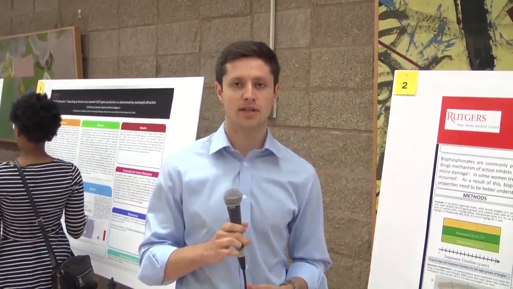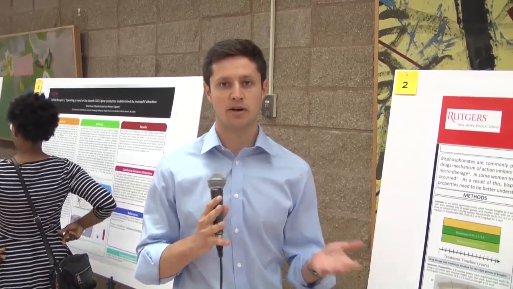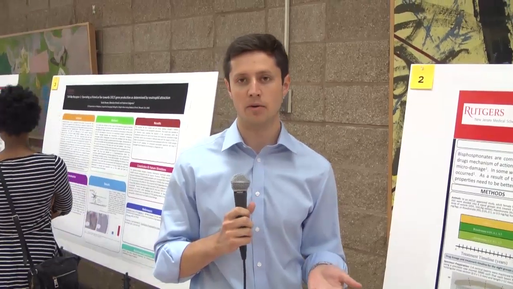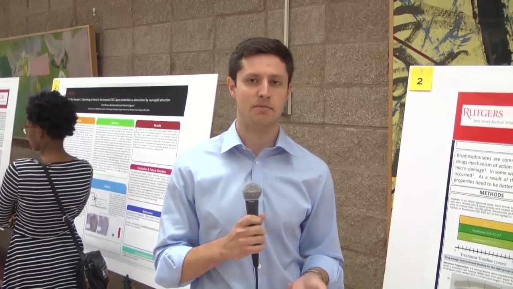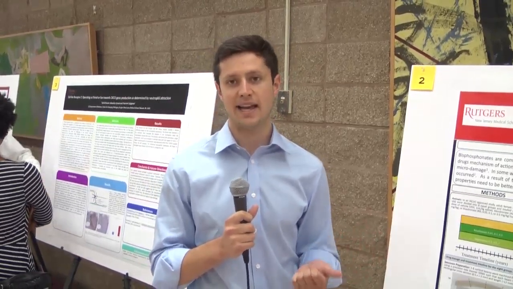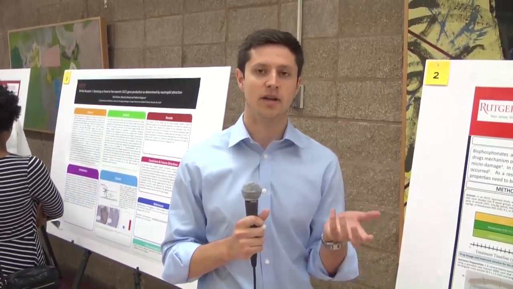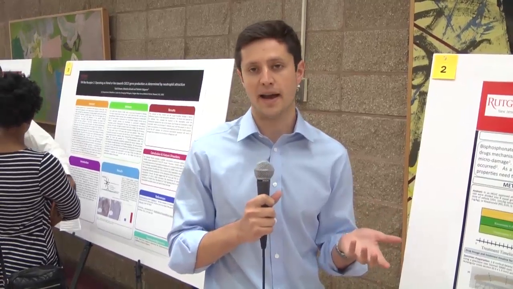In bone, there are osteoblasts and osteoclasts, and they work antagonistically to regulate the amount of bone that's present. So osteoclasts eat bone away and osteoblasts build bone up. And the bisphosphonates inhibit the action of the osteoclasts, so it allows the osteoblasts to build up the bone, and this allows an increase in the bone mass.